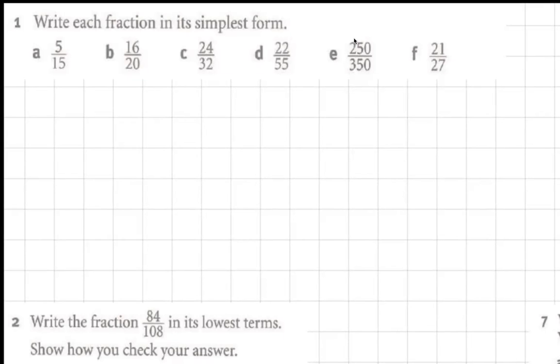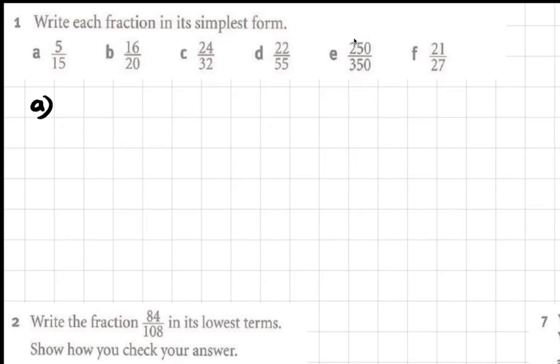Okay, so let's look at chapter 7, end of unit review. So it says, write each fraction in simplest form. Simplest form means that we have to divide both the numerator and the denominator to the smallest possible number.